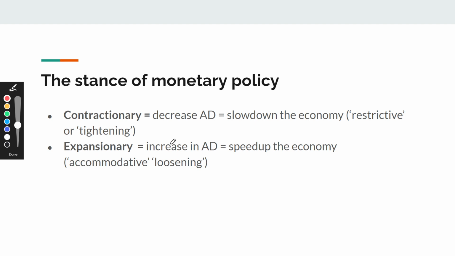A couple of extra words here. You may read in some of the RBA's writing that they talk about tightening and loosening monetary policy. This doesn't tell us necessarily about the stance. This just tells us about the direction of the cash rate. So tightening would just be to increase the cash rate target, and loosening would just be to decrease the cash rate target. So a loosening is trying to loosen up the economy, so you decrease the cash rate. Or if you want to tighten up the economy, slow down growth, you increase the cash rate.